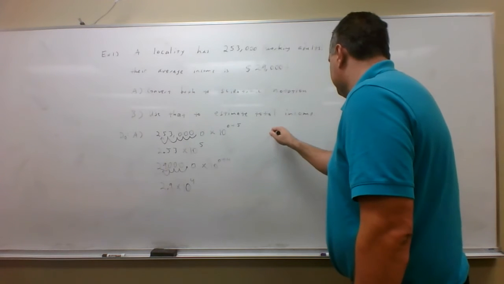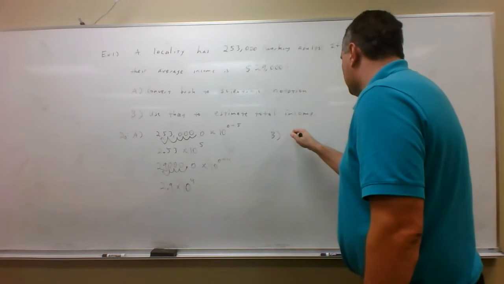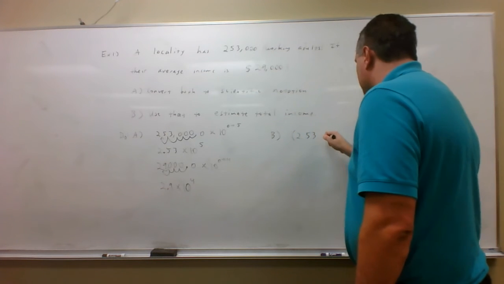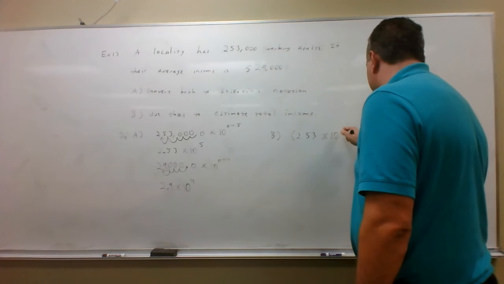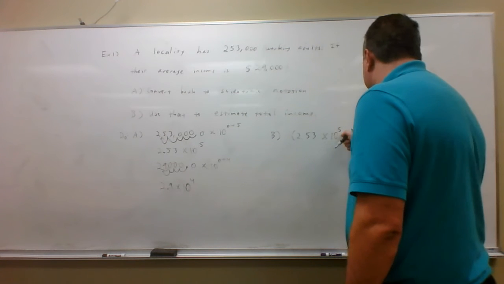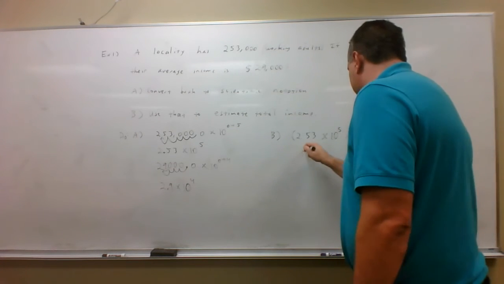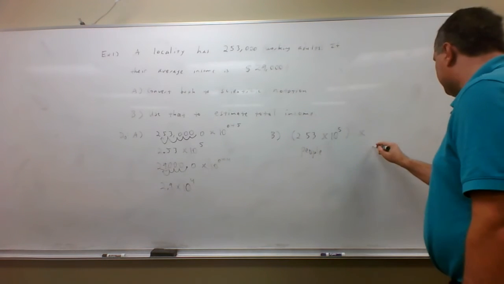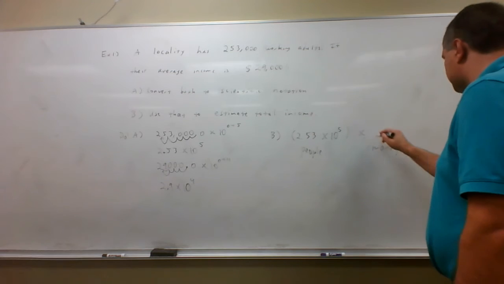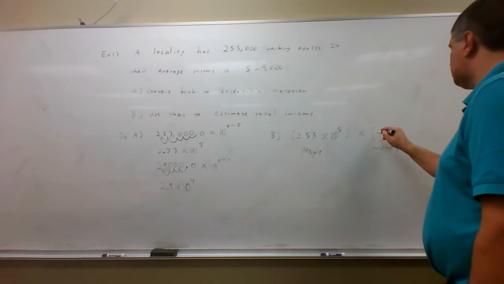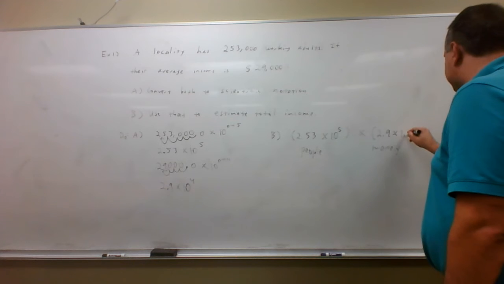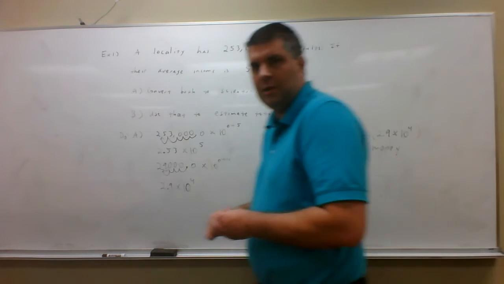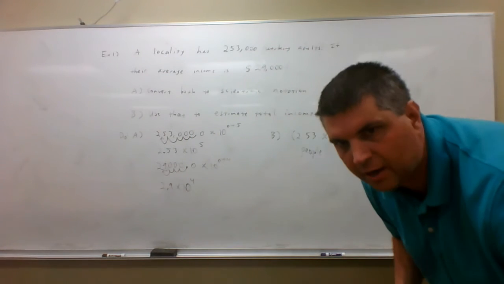B. So that's going to be 2.53 times 10 to the 5th people times the amount of money, 2.9 times 10 to the 4th. So people times money. So I will take my calculator.